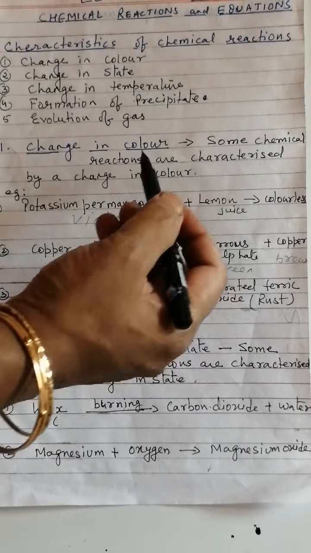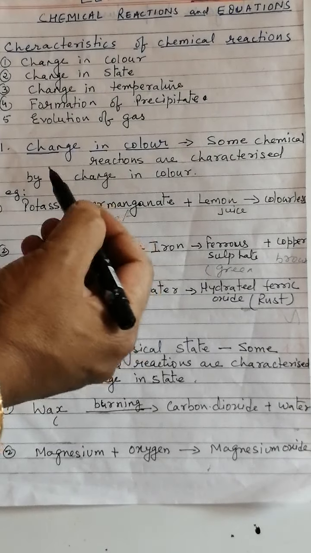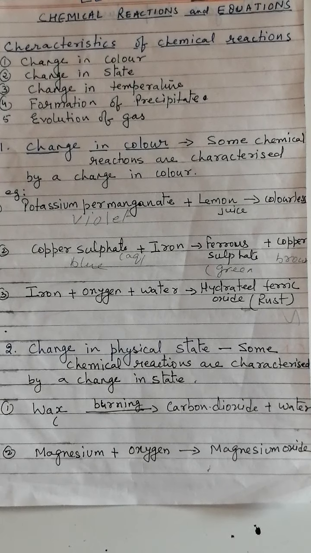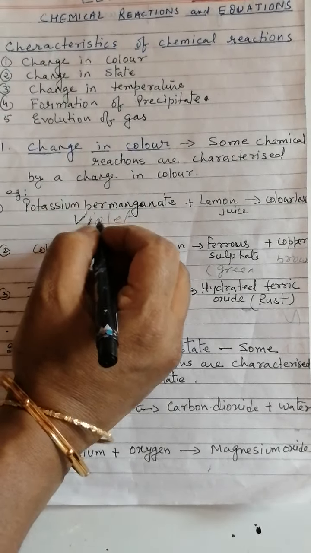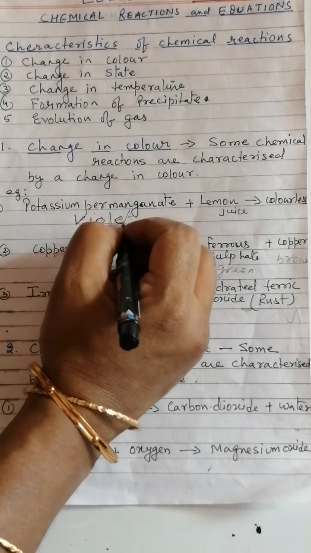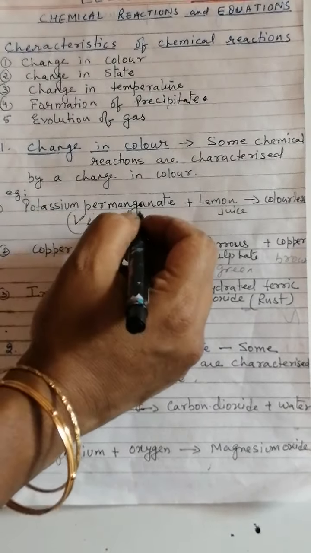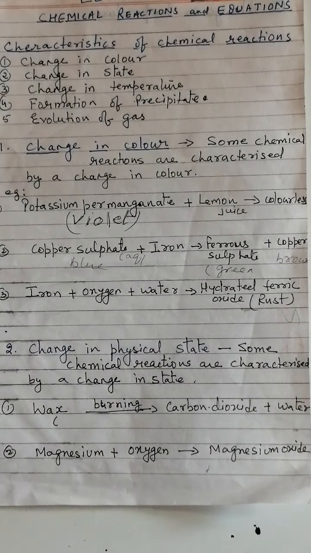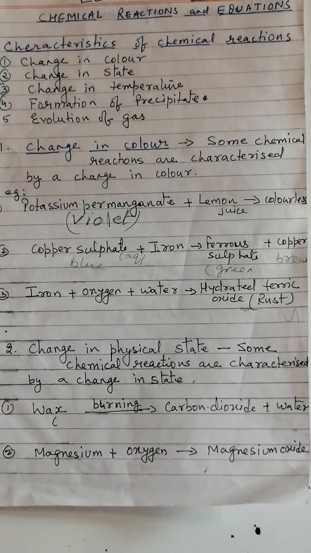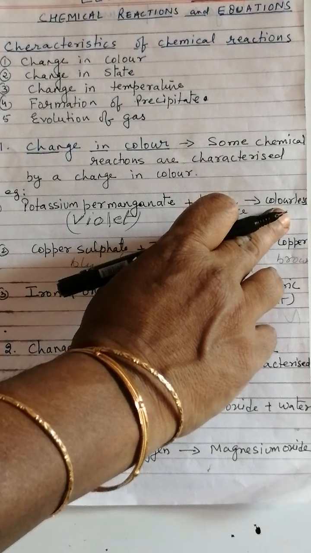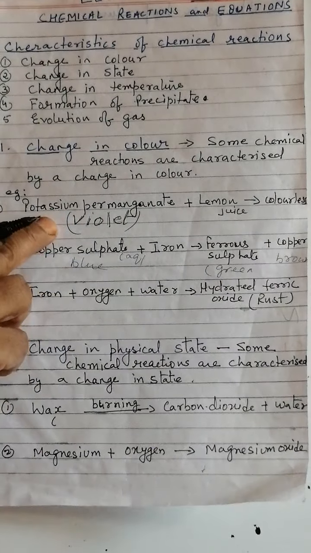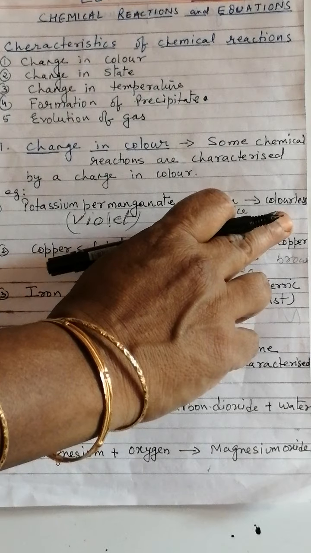Some chemical reactions are characterized by a change in color. For example, if you take potassium permanganate, I suppose all of you know very well the original color of potassium permanganate solution is violet. When you add lemon juice drop by drop to this violet potassium permanganate solution, the color starts fading and finally you will get a colorless solution. So the purple color of potassium permanganate becomes colorless.